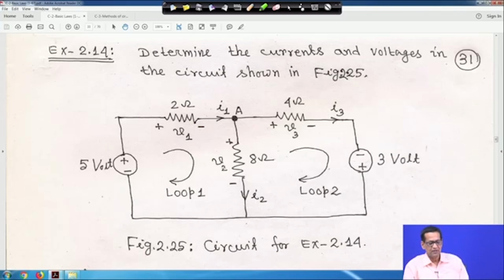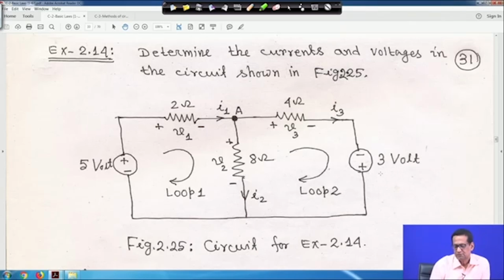That means, you have to find out I 1, the current through this branch, here it is I 2, and here it is I 3, and you also have to find out V 1, V 3 and V 2. From the circuit you can easily make out V 1 is equal to 2 I 1, V 3 is equal to 4 I 3 and V 2 is equal to 8 I 2, because everywhere current is entering the positive polarity of the resistance. So, the sign is plus from Ohm's law, that we have discussed before. Two voltage sources are there, 5 volt with plus minus and a 3 volt also marked minus plus, this way it has been marked.